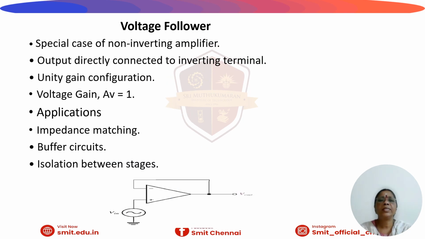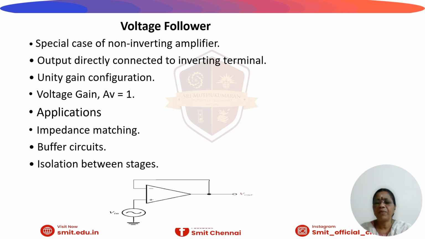Now we will discuss an application of the non-inverting amplifier, which is the voltage follower. It is a special case of the non-inverting amplifier with unity gain, AV is equal to 1, where the output voltage directly follows the input voltage. Hence, V0 is equal to Vin. The circuit is shown as given in the slide, where the output is fed back directly to the input.